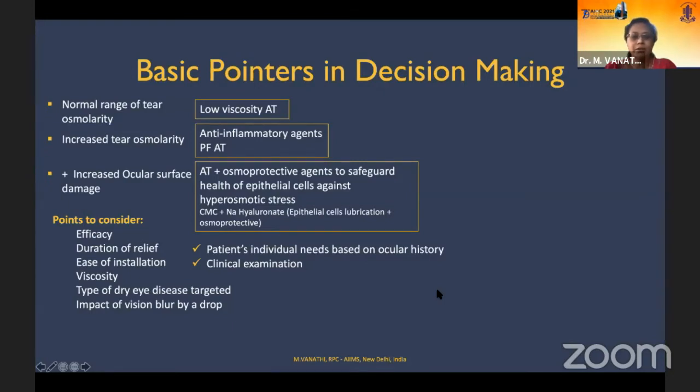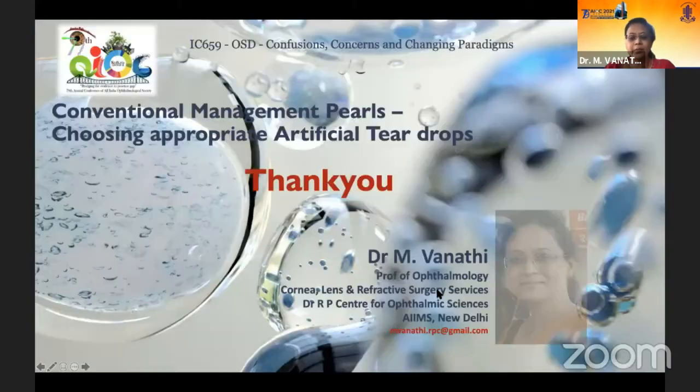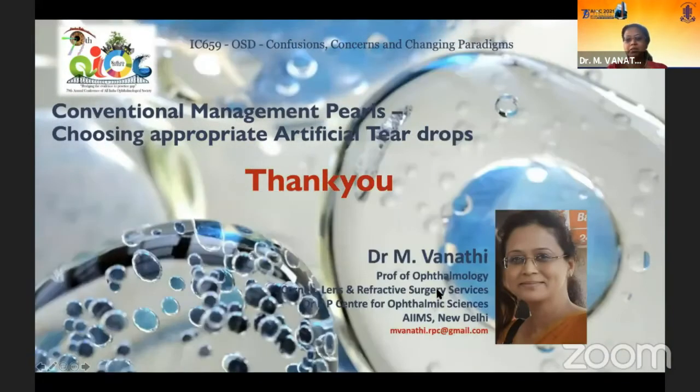So the basic pointers towards decision making: when your tear osmolarity is normal, low viscosity artificial tear agents will suffice. When the hyperosmolarity is a particular factor affecting the tear homeostasis, you will need to combine them with anti-inflammatory agents. And when you find significant ocular surface damage in terms of corneal and conjunctival epithelial cell staining and damage, then you will need to resort to use of an agent which contains osmoprotective constituents to help tackle the hyperosmotic status. Thank you for your patient listening.